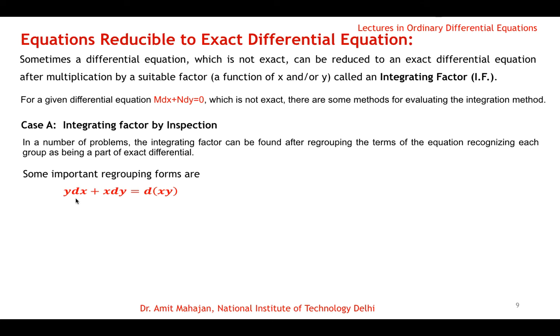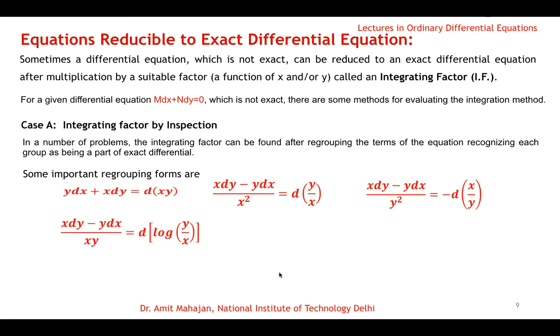Okay, so y dx plus x dy can be written as d of xy. So we can regroup these two terms into a single term. Similarly, there are many other such cases like x dy minus y dx over x square. This can be regrouped as derivative of y by x. Similarly, x dy minus y dx over y square can be grouped as minus d of x by y, or x dy minus y dx over xy product can be grouped as derivative of log of y by x.